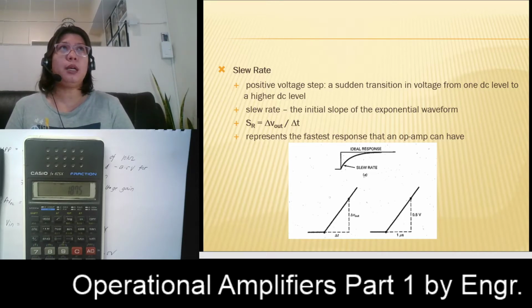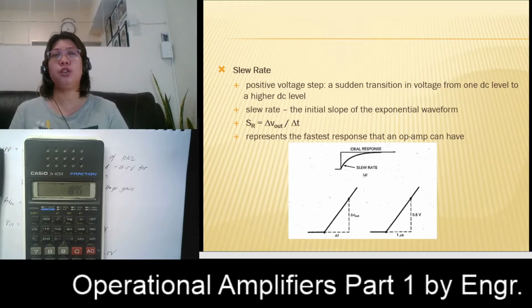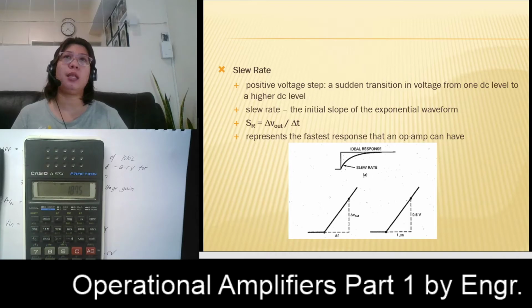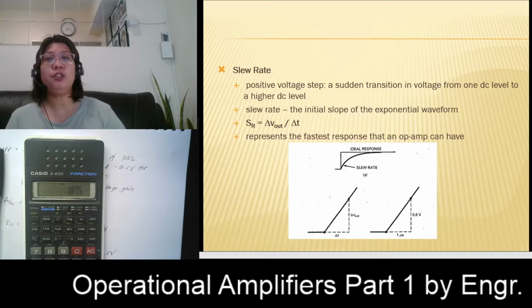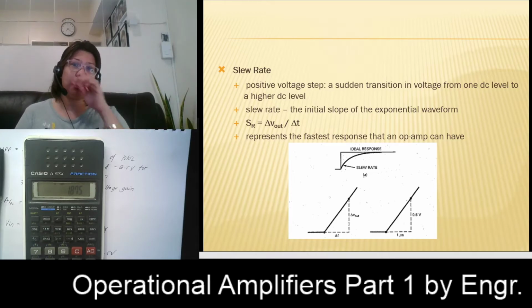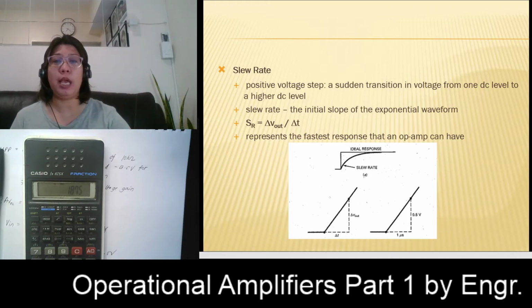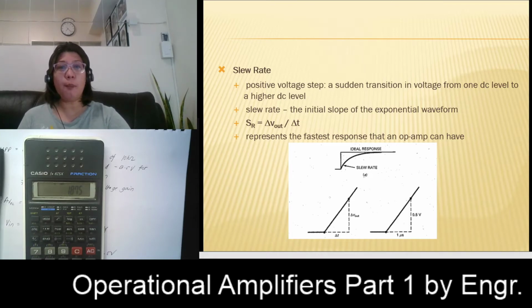So how fast it charges or discharges creates a speed limit on how fast the output of your op-amp can change. Okay, so suppose we have an input which is a positive voltage step, a sudden transition in voltage from one DC level to a higher DC level. Ideally, it produces this response. So for an ideal op amp, it will be producing this much. This is your ideal response.